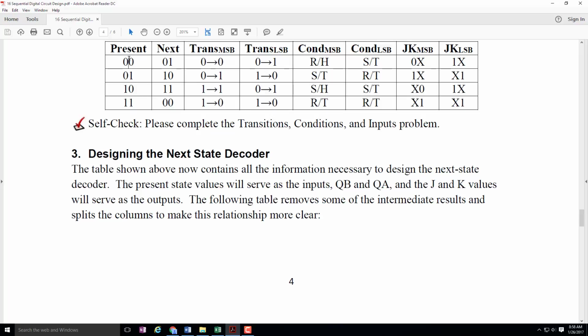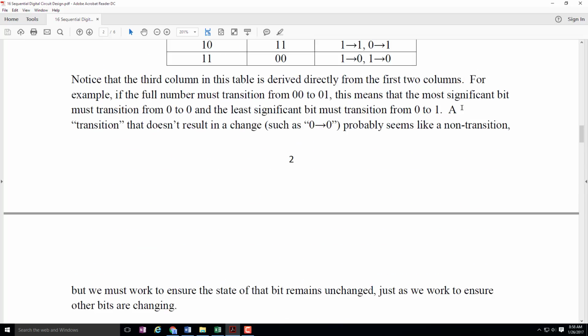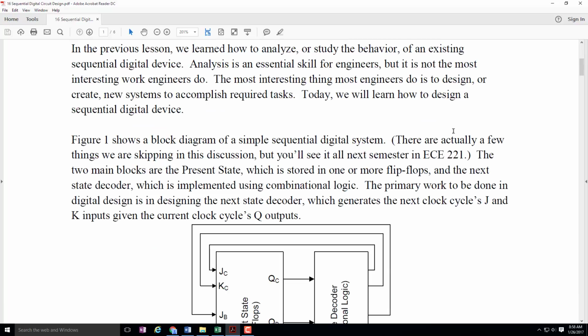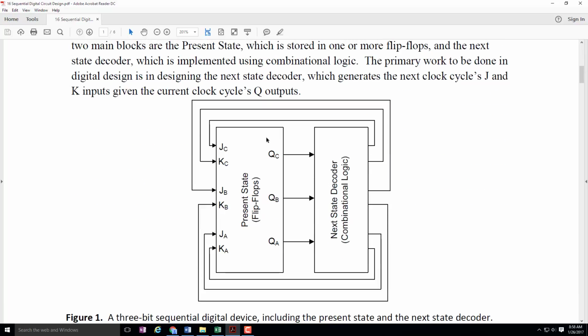column, and it's hard to just highlight the first column, the present values, the present state, and then these last two columns, the J and K for the most significant bit and the J and the K for the least significant bit. Those are really the inputs and the outputs of the next state decoder. Let me just scroll back up to the beginning of the lesson and remind you this is what our circuit looks like. And the present state, these are the values of the Q.